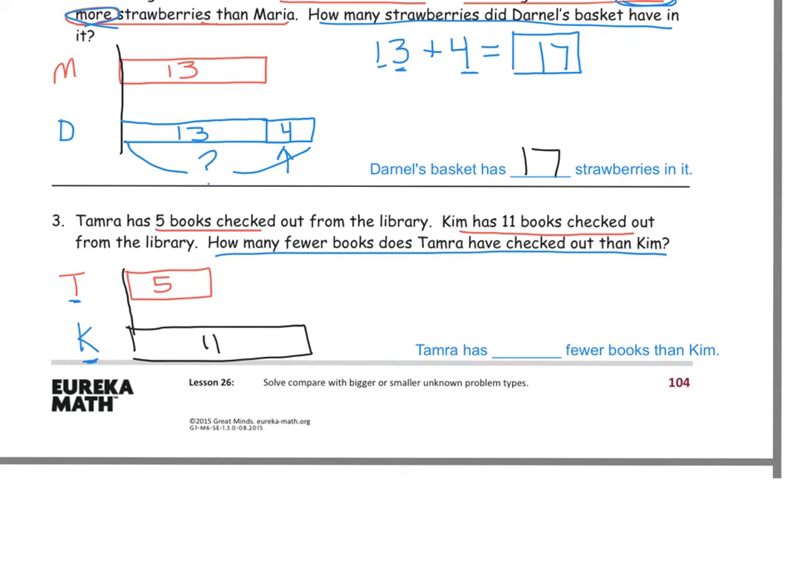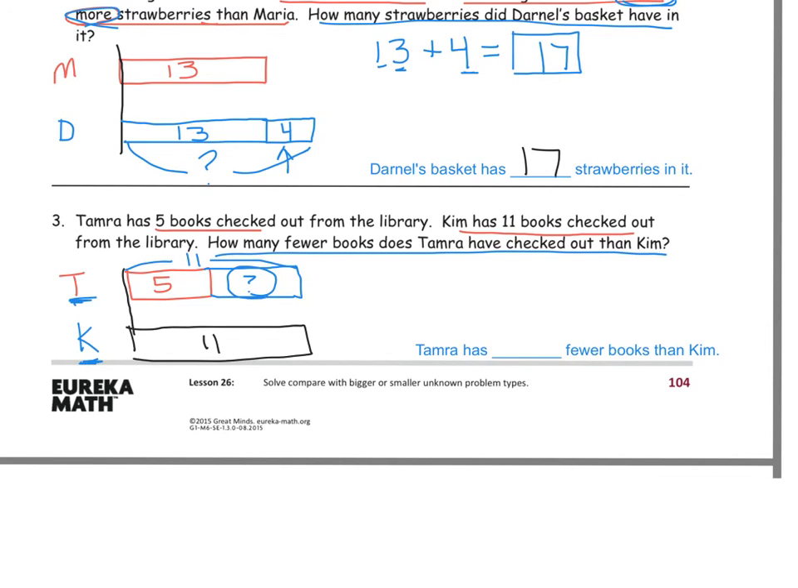So the way I can find that is, I know that she has 5. And I can find this missing piece to get me to 11. Because if I add on a certain amount to Tamara's, it'll get me to Kim's. That piece that I'm adding on, or that question mark, is the number fewer that she has checked out.